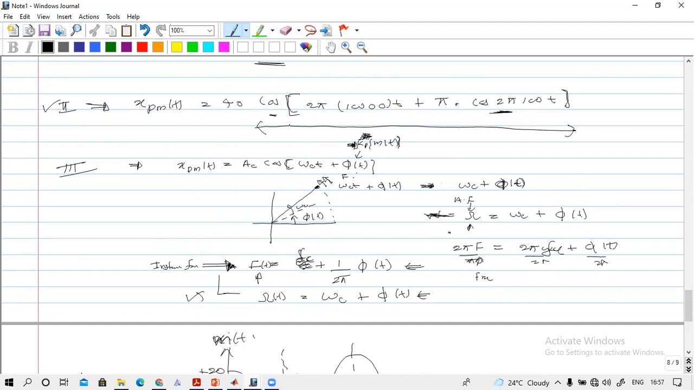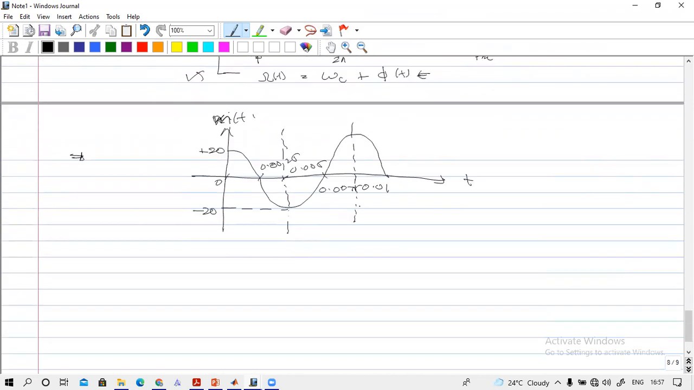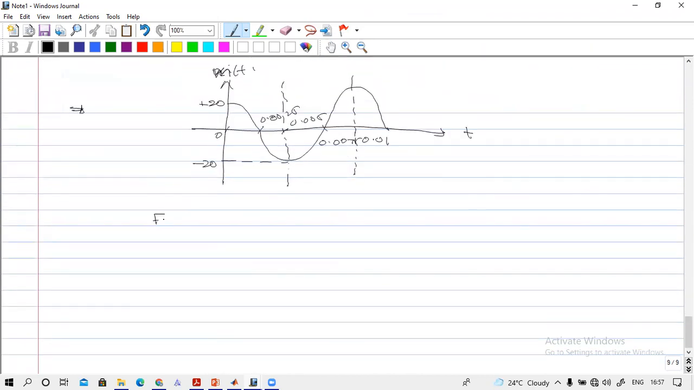So if you consider the total signal, this will be the instantaneous frequency, no? Instantaneous frequency. So I can write it here, f(t). Okay, so the instantaneous frequency is equal to fc plus φ'(t), no? So what is this φ'(t)? I will write it as kp m(t). This φ'(t) is equal to kp m'(t), okay. So we know the kp here.